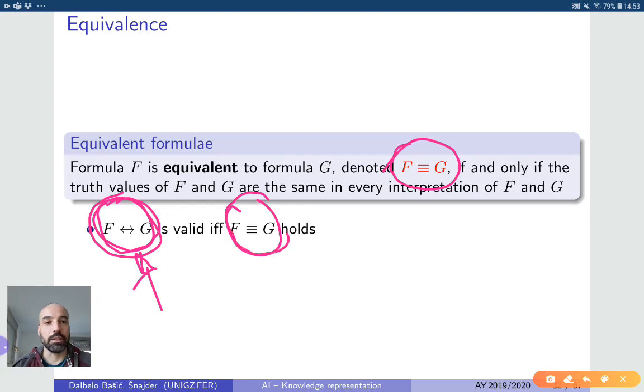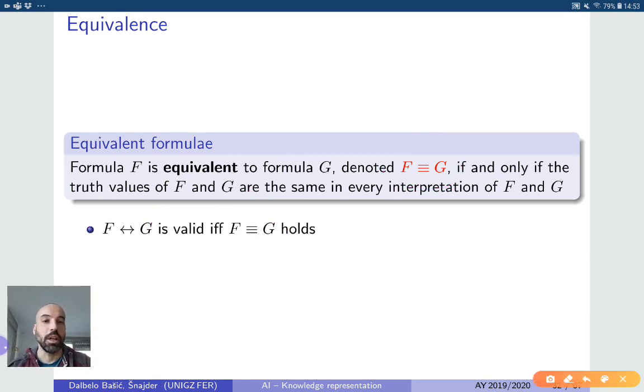F equivalent to G is not a formula. The right-hand side here is not a formula of first-order logic, since this particular symbol does not belong to the syntax of propositional logic, right? So it's sort of a meta statement. It's a statement about two formulas made outside of the system of formal logic. But there is a clear relation between these two.